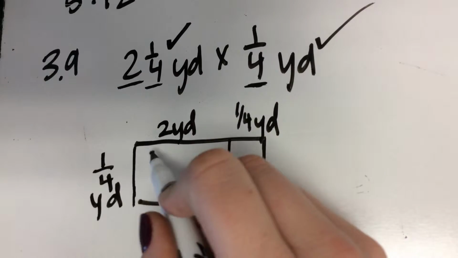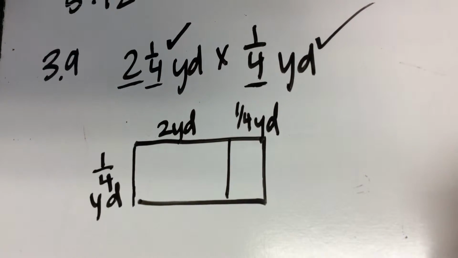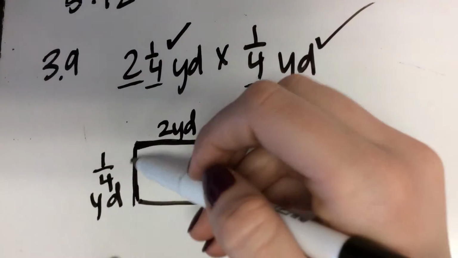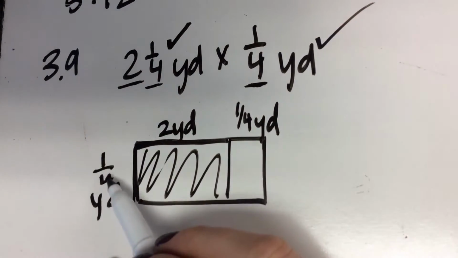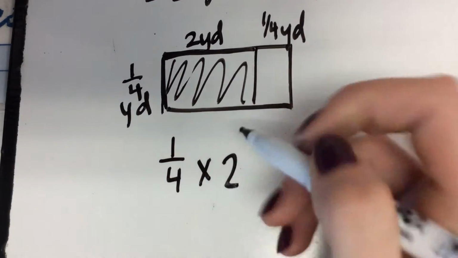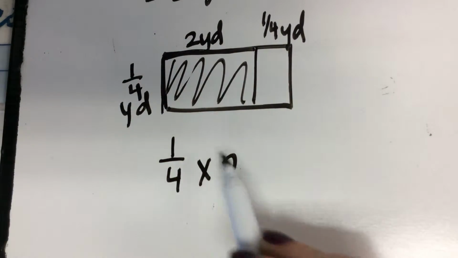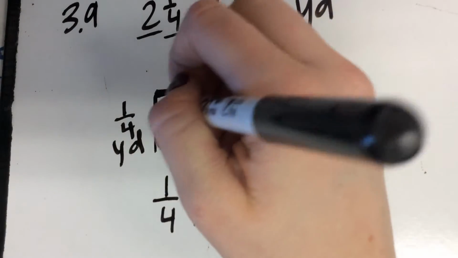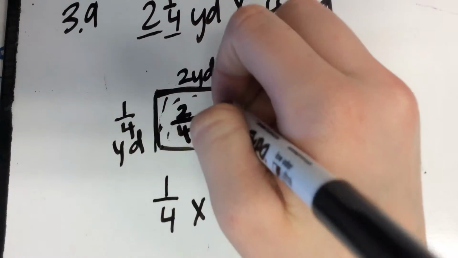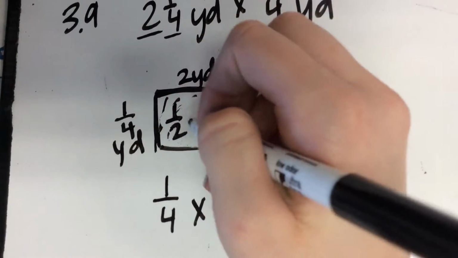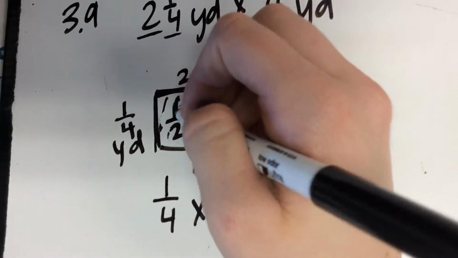So now we have 2 areas that we're going to need to find. And those will be our partial products that will add up. So we need to find the length times the width, which equals the area of this. So 1/4 times 2, or we're taking 1/4 2 times. So 2 times 1 is 2/4. So if we have 1/4 2 times, it's 2/4, which is the same thing as a half. So I'm just going to label this as 1/2 yard. And now it's squared because that's the area of this.